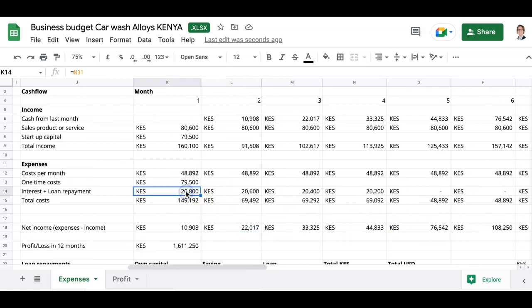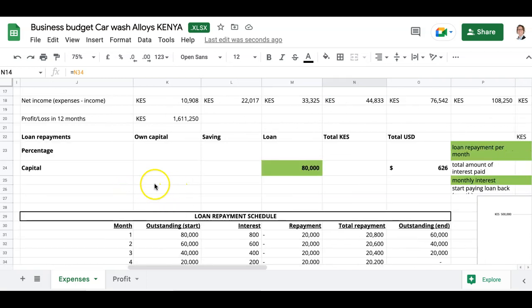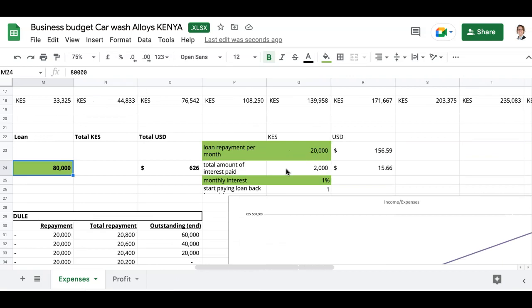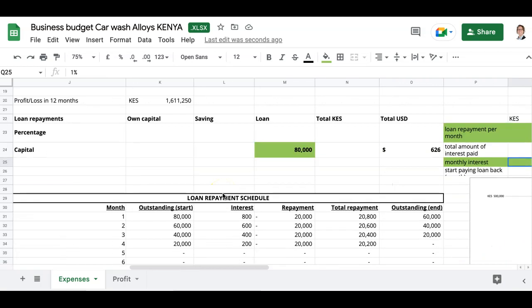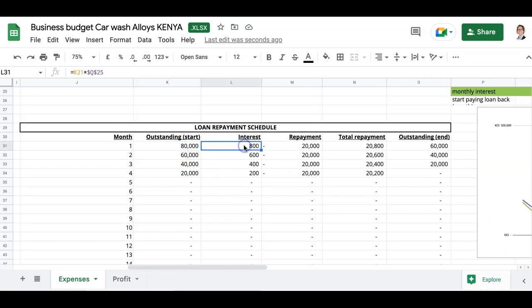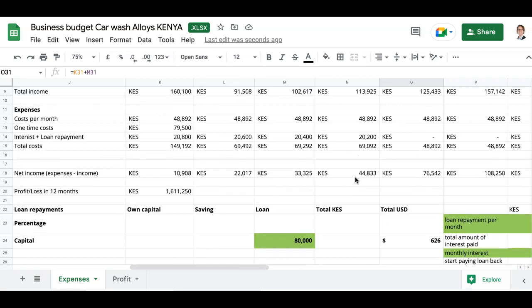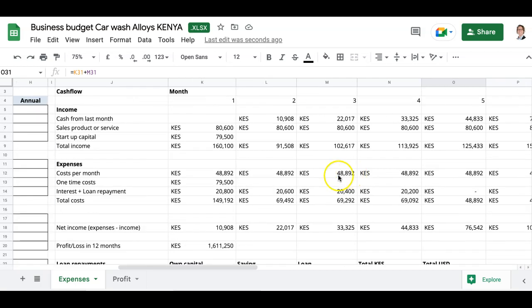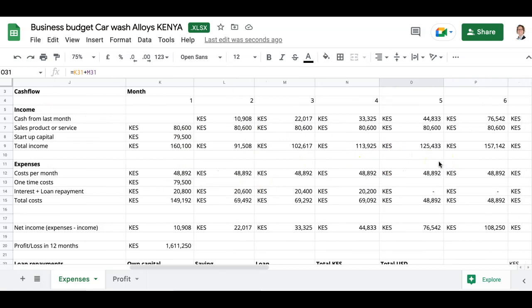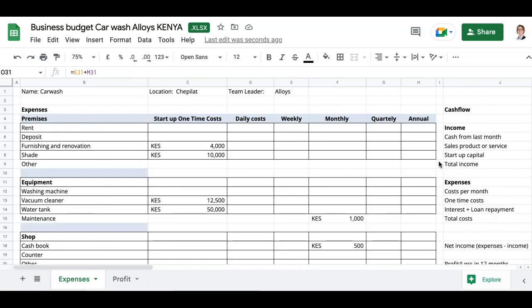You see, he can start paying it off. The loan here, we have like the loan amount 80,000, and he repays per month 20,000, a monthly interest of 1%. If he starts with 80,000, 1% is 800 per month, repayment 20,000, total repayment 20,800, outstanding 60,000. He can pay this off in 4 different months. So here you see how the cash flow goes from month 1 to month 2, 3, 4, 5. And you see after some months it's a profitable business.